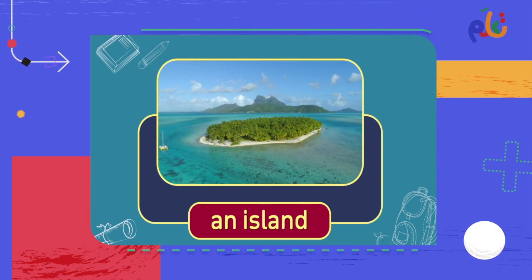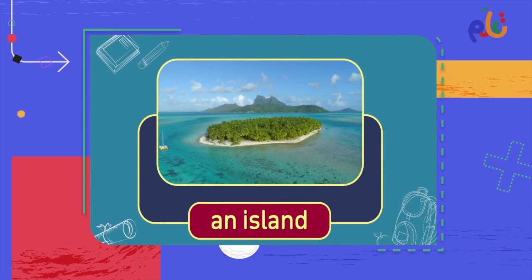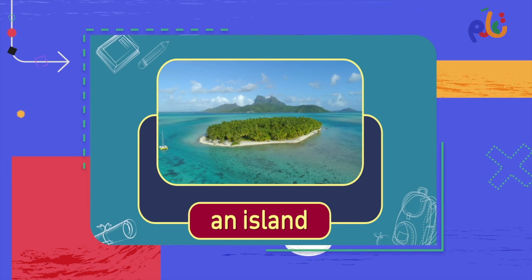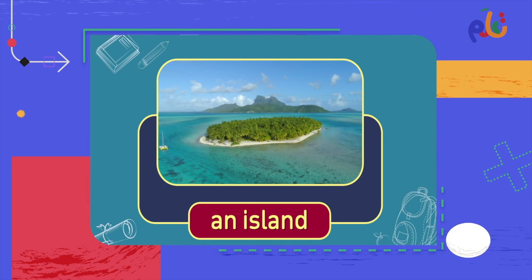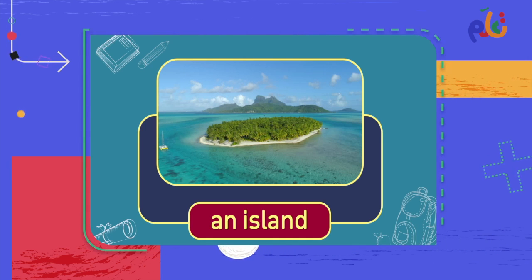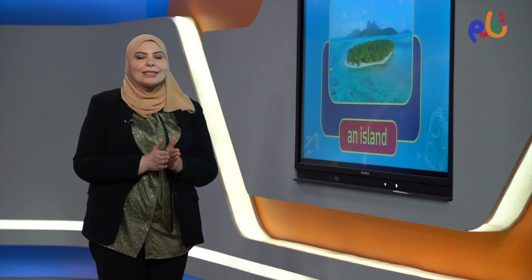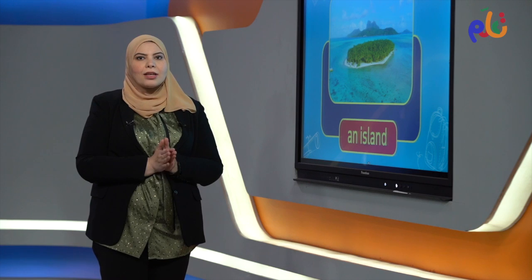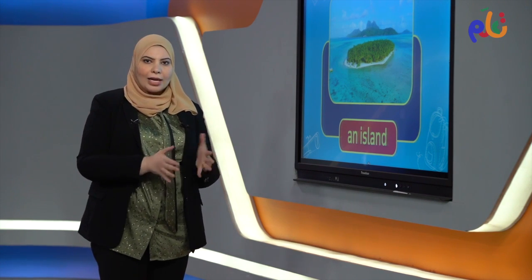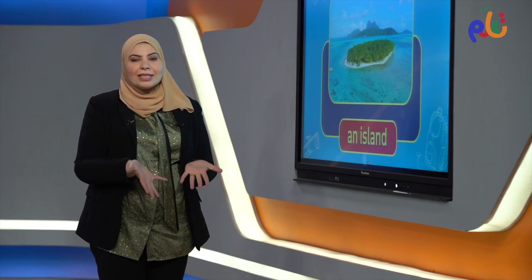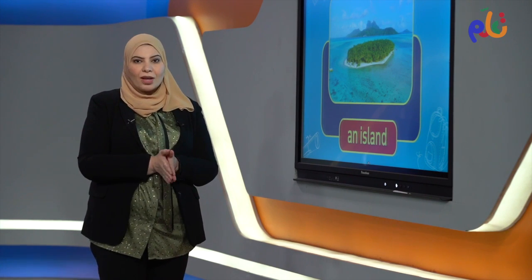And then we have a piece of land that is surrounded by water from all sides. This is called island. And island, we don't say the S, it is silent. So it's not Iceland, it's island. So island, piece of land surrounded by water, which is جزيرة, island.